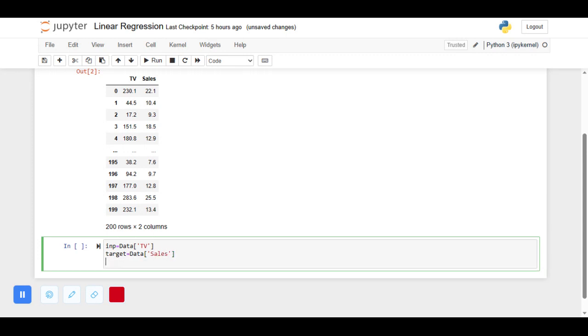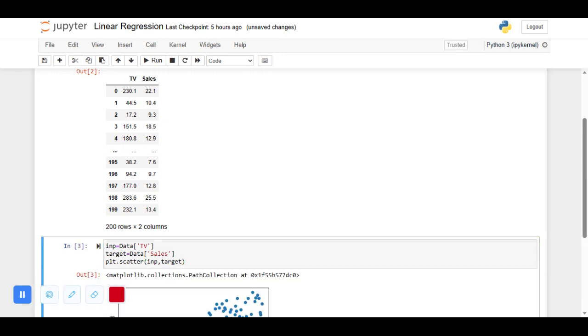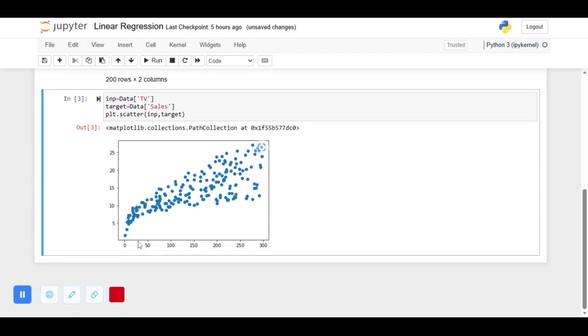Let's first of all plot the data, how it looks, scatter, input and target. Let's look at the data. On the x-axis we have the input values, which is how much you have spent on your TV advertisement. On the y-axis is your sales, and how much your sales, the target value, has increased or decreased.